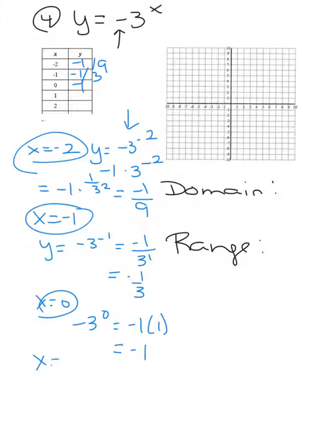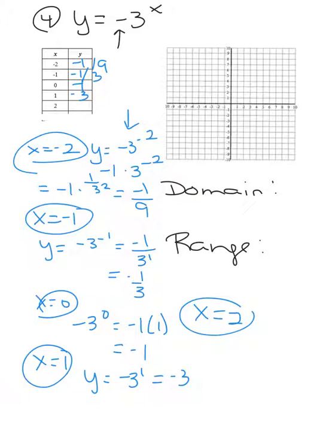And when I have x is equal to positive 1, I have y is equal to negative 3 to the first power. So that's going to be negative 3. And my last one, I have x is equal to positive 2. So I have y is equal to negative 3 raised to the second power. So again, this 2 was only attached to 3, so that gives me negative 9.